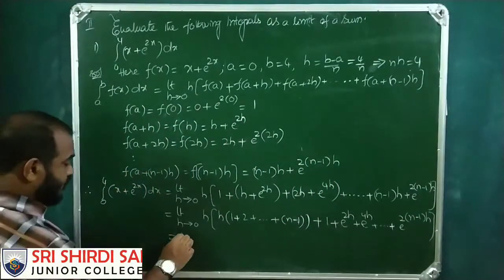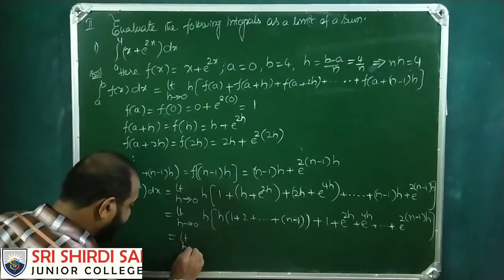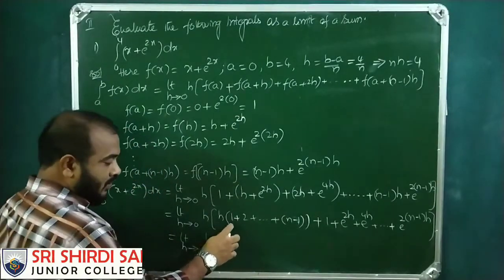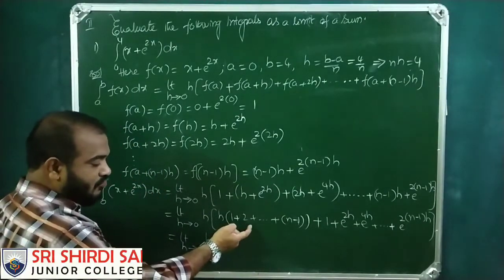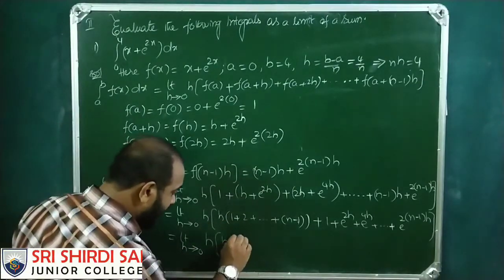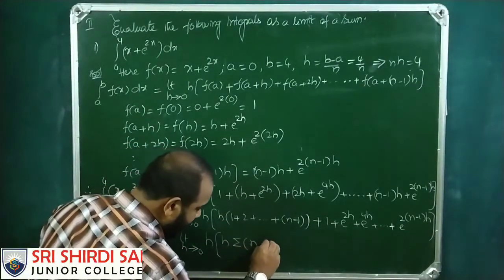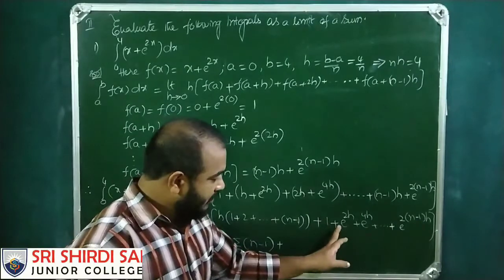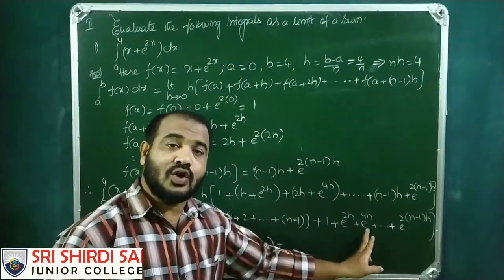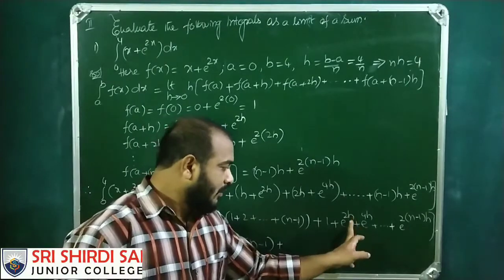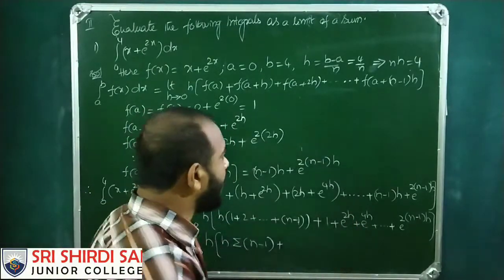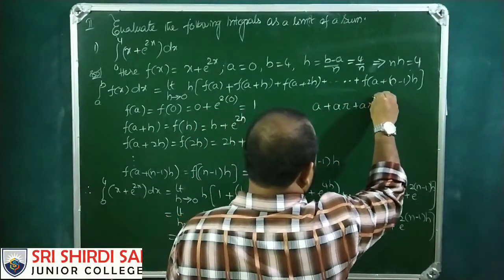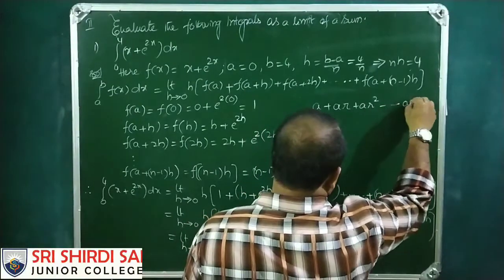This equals the limit as h tends to 0 of h times [...]. The first part is an AP series with common difference 2 minus 1, which is 1, so it is the sum of n-1 terms. The second part, 1 + e^(2h) + e^(4h), is a geometric progression because the common ratio is e^(2h)/1, which is e^(2h). So we have a series of the form A, AR, AR squared, and so on, up to AR^n.